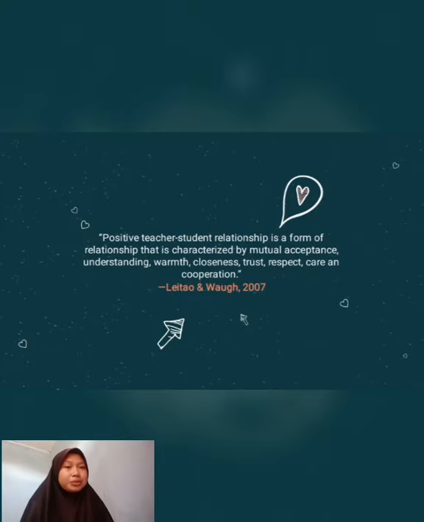Okay, before we start with the first main point, let's take a look at Letau and Wall's statement about positive teacher-student relationship. According to them, positive teacher-student relationship is a form of a relationship that is characterized by mutual acceptance, understanding, warmth, closeness, trust, respect, care, and cooperation.